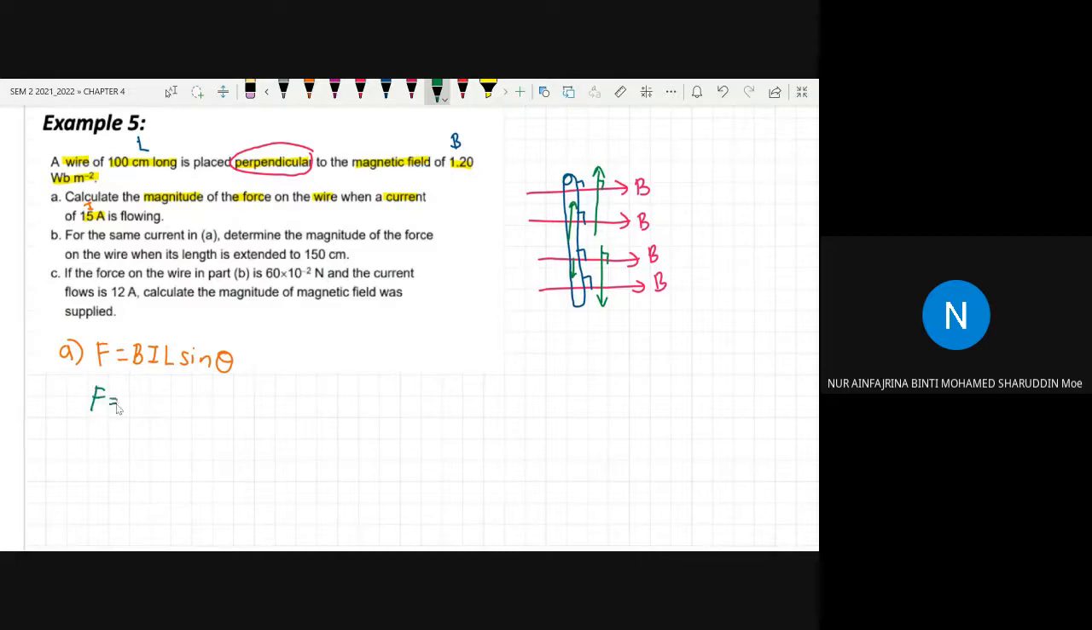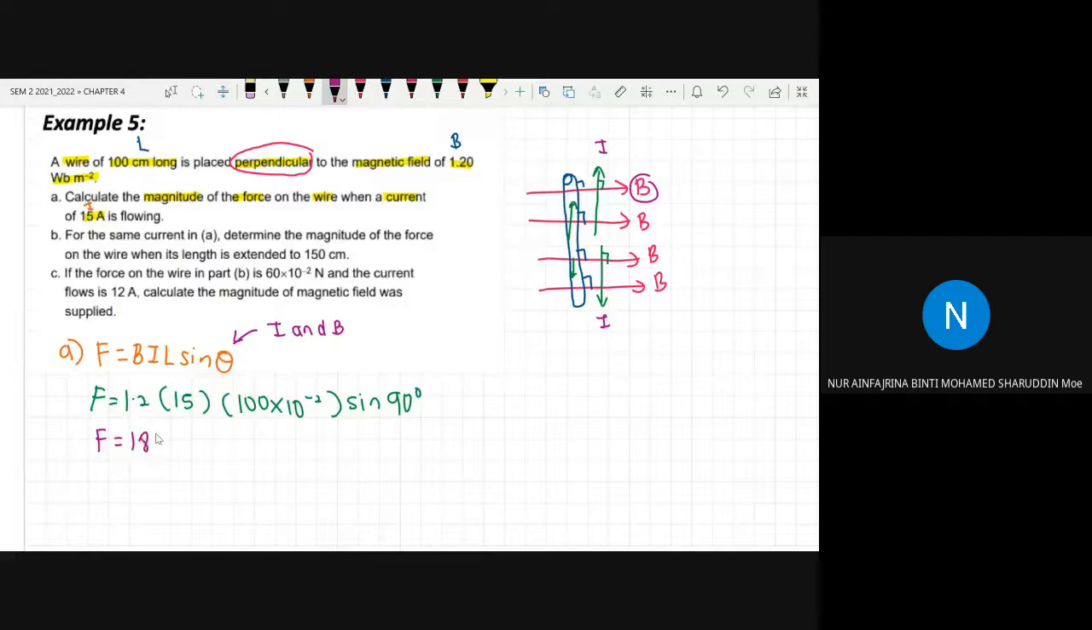Okay, sebab itu awak akan dapat B awak adalah 1.2, current awak adalah 15, length awak adalah 100 cm, tapi awak buat times 10 to power of negative 2 and then sin 90 degree. Angle ini adalah angle antara current and also magnetic field. So macam Miss cakap, awak dah letak awak punya wire tu perpendicular to the magnetic field. Jadi dia tak bagi tahu direction of the current. So tak kisahlah current tu ke atas atau ke bawah, dia tetap 90 degree with the magnetic field. So awak tekan calculator, you will get your magnetic force 18 Newton. Okay, boleh?